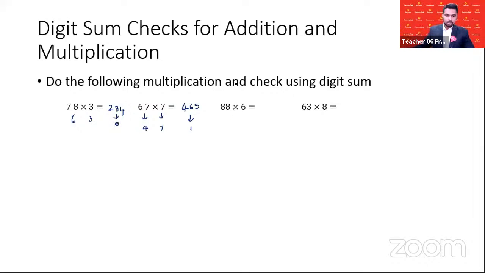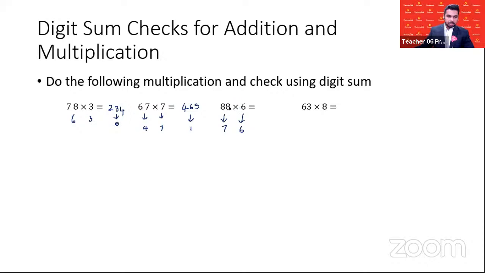Now, let us do the remaining 2 as well. First, we'll find the digit sum here. Digit sum of 8 and 8 is going to be 7. Digit sum of 6 is going to be 6 itself. Multiply these two, 42. Digit sum is again going to be 6.